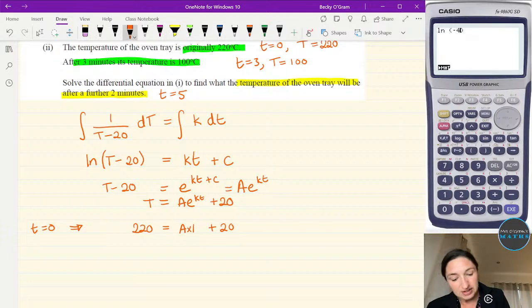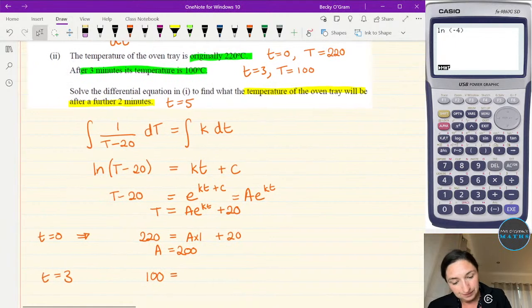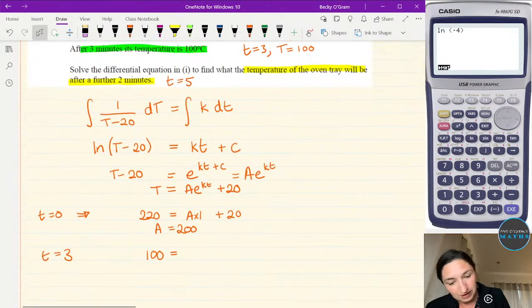So 220 is A times 1 plus 20, so A must be 200. Okay, now using the other bit of information. When T is 3, then we have the temperature was 100. Let me just move that slightly, there we go.